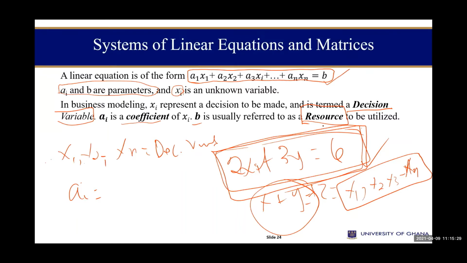So that if a business has resources, they want to use it to produce some product, given that they have some form of labor, some form of capital, in order to produce some amount of product, what would be each unit to produce in order to achieve the objective they are setting, or the objective they want to achieve?